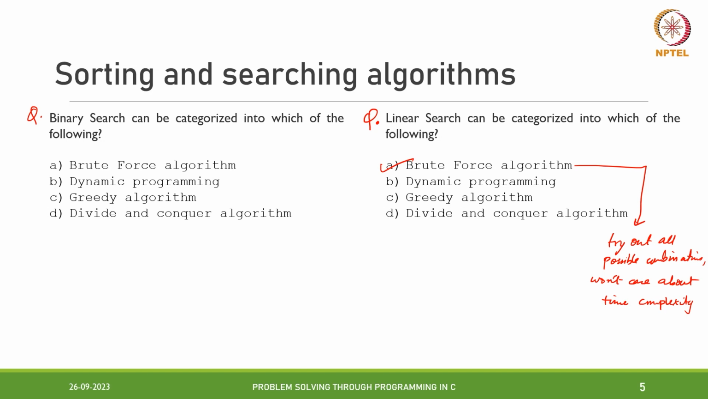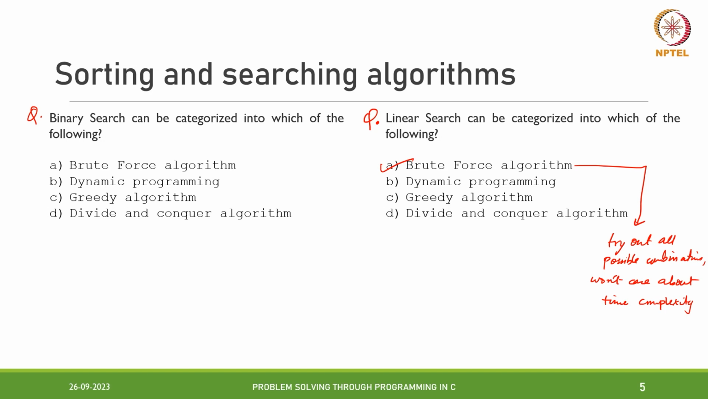It will check with all the elements one by one, all combinations it will try. All steps it will do, and then it might find the key, might not find the key. So it is a brute force type of algorithm because it tries out all possible steps and it does not care about time complexity. That is why it's a problem with the linear search, that you have high time complexity compared to other searching algorithms.